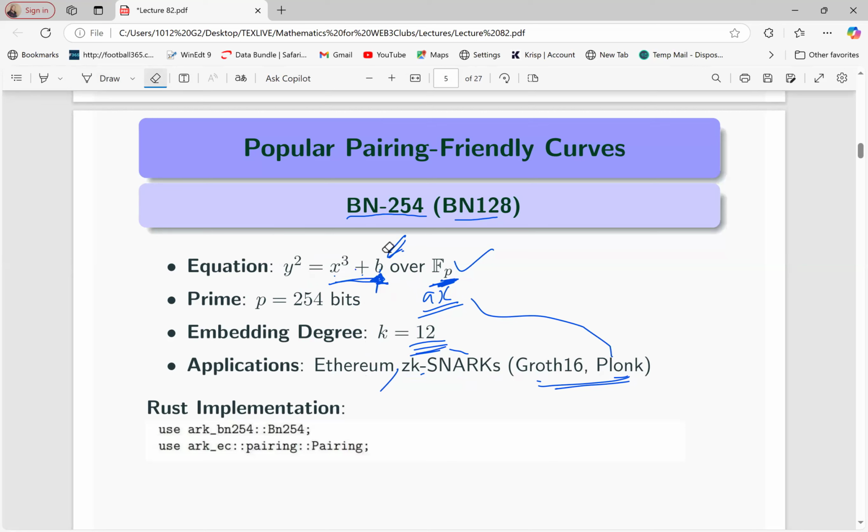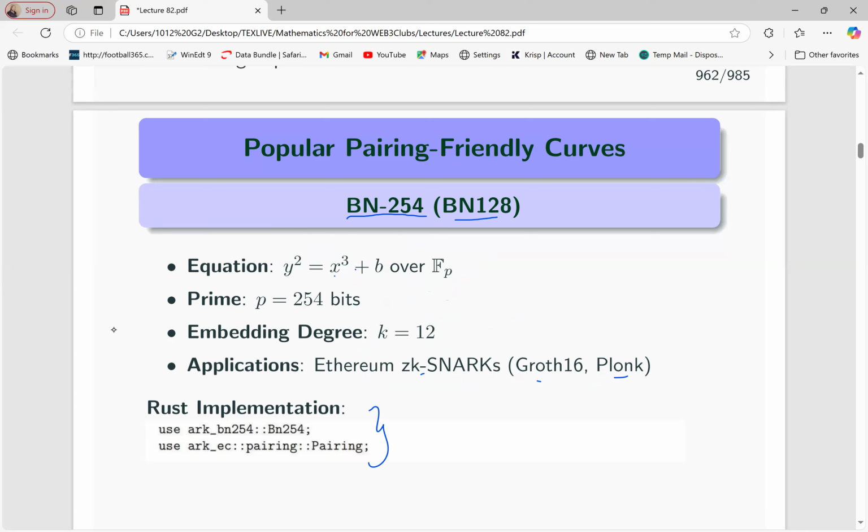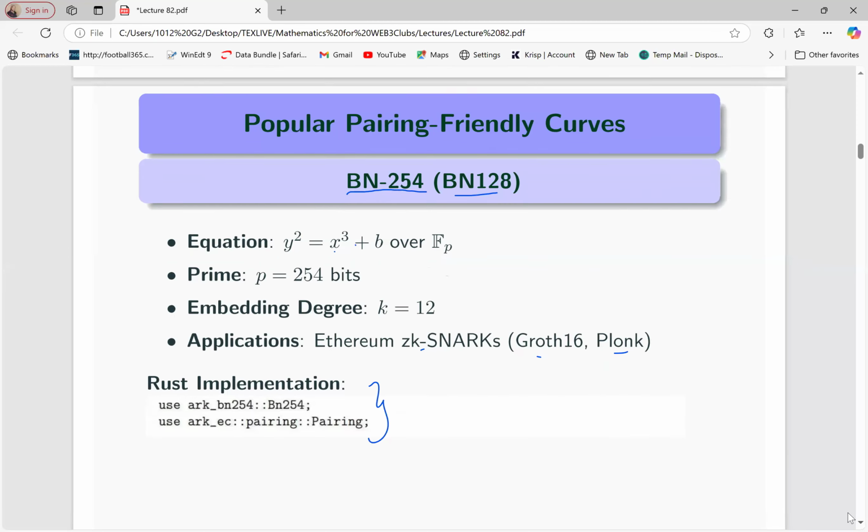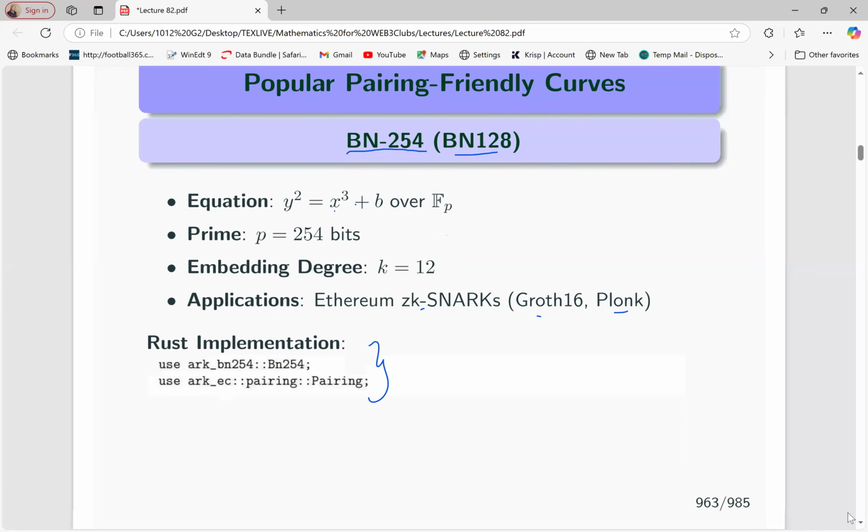Now, if you want to write Rust code, you would import these libraries. We import those libraries, and those will then assist you to do pairing using this curve, the BN254. Now, this is a commonly used elliptic curve, and you've seen where it's applied. It gets used in Ethereum. Ethereum uses it, ZK-SNARKs use it, and then Groth16 and so on.